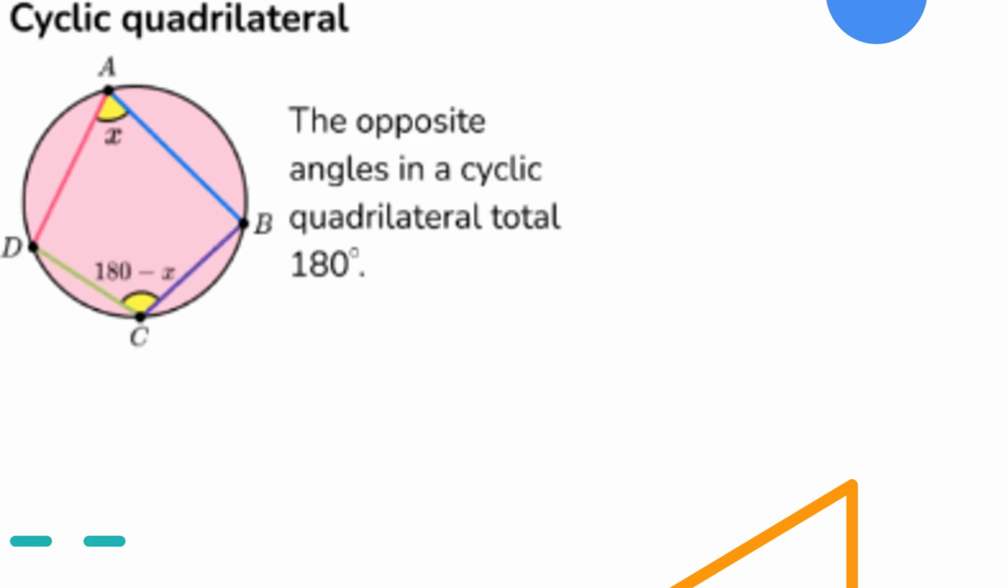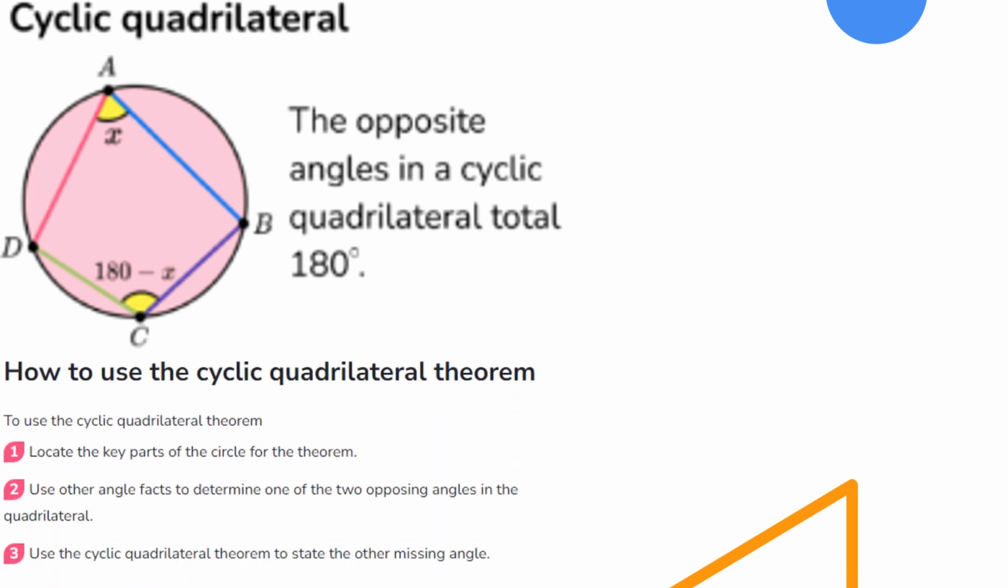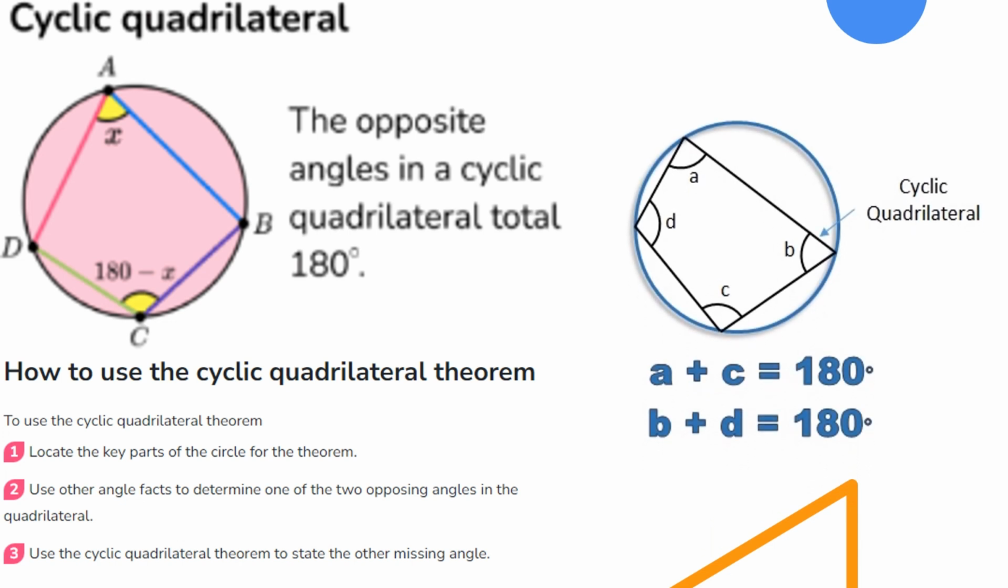Cyclic quadrilateral. The opposite angles in a cyclic quadrilateral total 180 degrees. How to use the cyclic quadrilateral theorem? To use the cyclic quadrilateral theorem, locate the key part of the circle for the theorem. Use the other angle facts to determine one of the two opposite angles in the quadrilateral. Use the cyclic quadrilateral theorem to state the other missing angle. Here, A plus C is equal to 180 and B plus D is equal to 180.